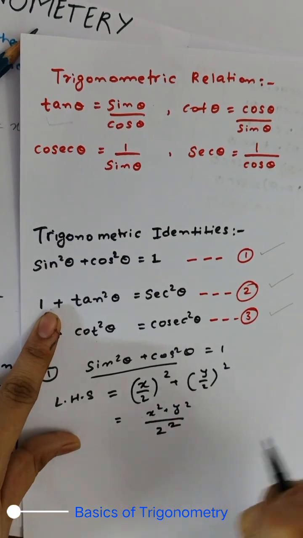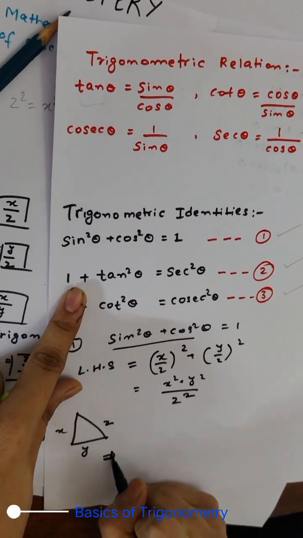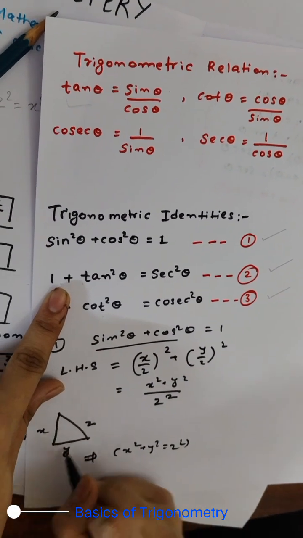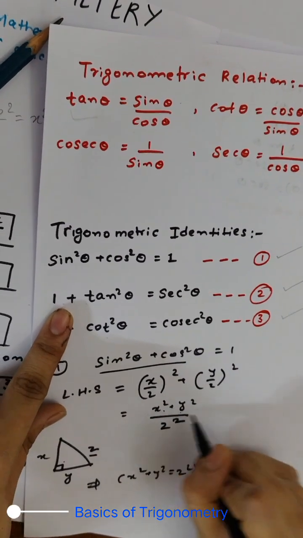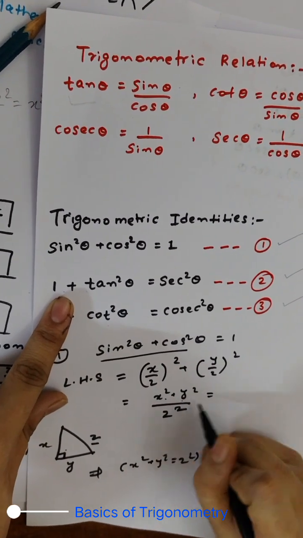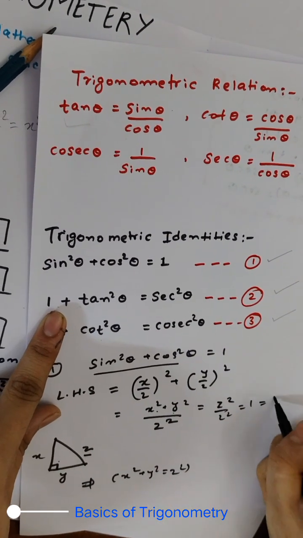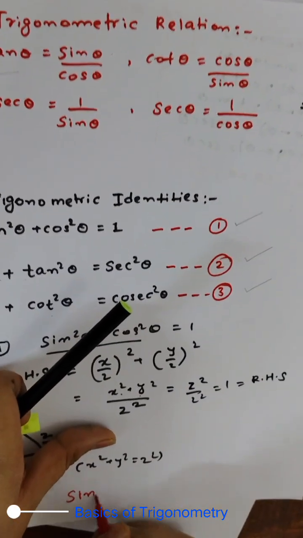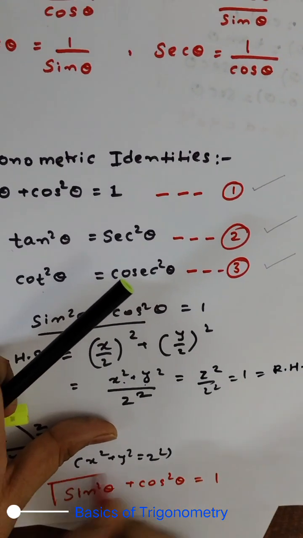Now as this is a right angle triangle of x, y and z, our relation will be x square plus y square is equal to z square. So the sum of these two sides squared will be equal to the hypotenuse squared, as this is the 90 degree angle. So x square plus y square is equal to z square. If we substitute it here, it will be z square upon z square is equal to 1. Therefore, LHS is equal to RHS. Hence, we have proved our trigonometric identity that sin square theta plus cos square theta is equal to 1.